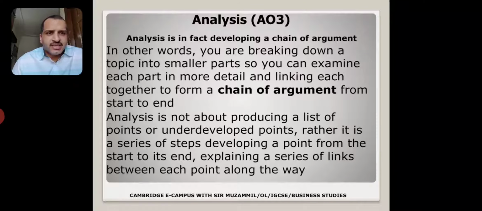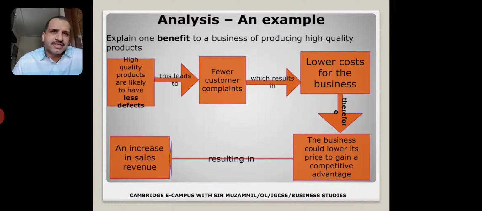So what is basically analysis? Analysis is in fact developing a chain of argument. In other words, you are breaking down a topic into smaller parts so you can examine each part in more detail and link each together to form a chain of argument from start to end. Chain of argument, just try to emphasize this word. You are linking different points in a single statement. Analysis is not about producing a list of points or underdeveloped points. Rather, it is a series of steps developing a point from the start to its end, explaining a series of links between each point along the way. This is analysis.